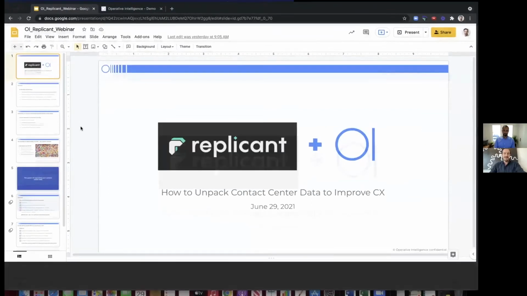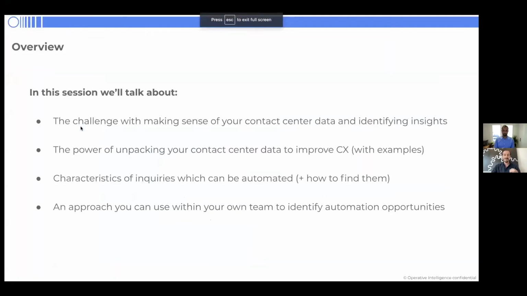So in terms of what we'll go through today, we will talk about the challenge that we face as an industry and as operational leaders in making sense of our contact center data. We'll demonstrate the power of unpacking your contact center data and the types of insights that this surfaces on how to improve your CX and operational performance with plenty of examples.